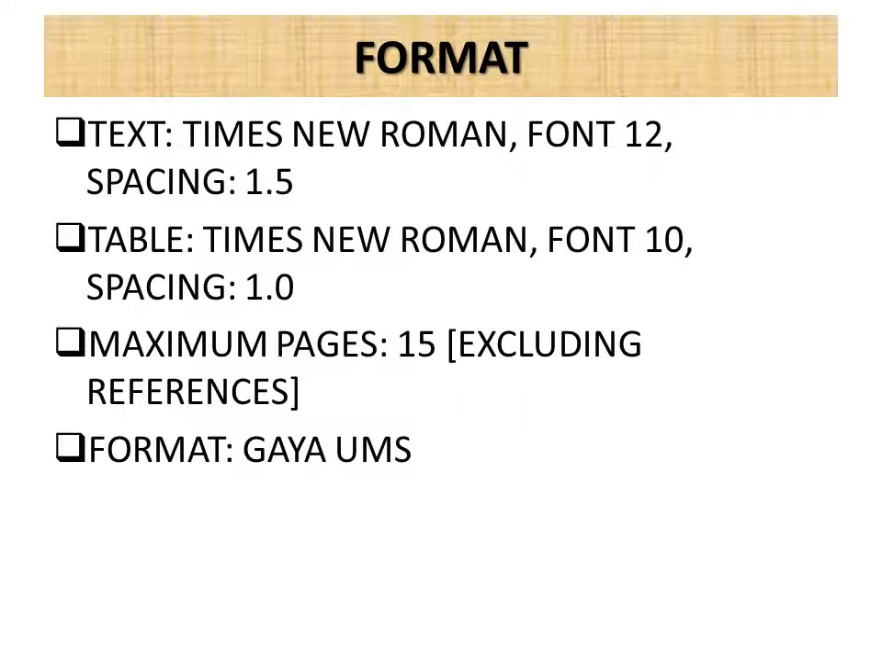During proposal writing, please use this format. For the text, use Times New Roman font 12, spacing 1.5. You can use double spacing as well. For tables, use font 10 with single spacing. The maximum number of pages allowed is 15, excluding the references, and you should strictly follow the Gaya UMS format.